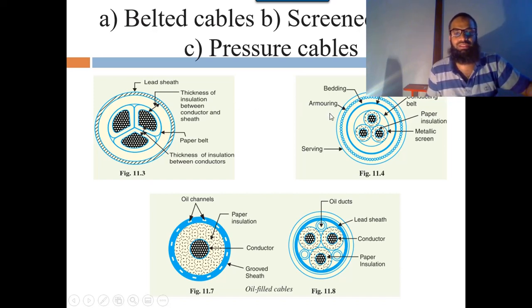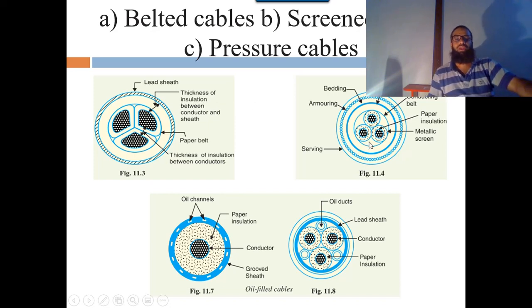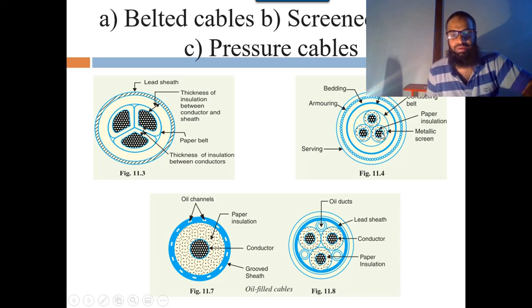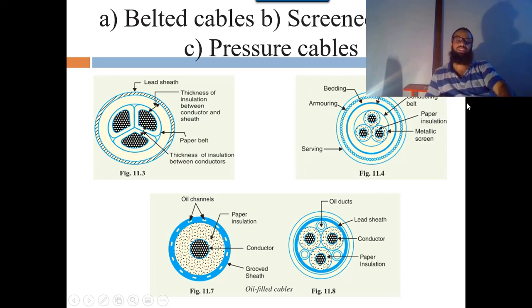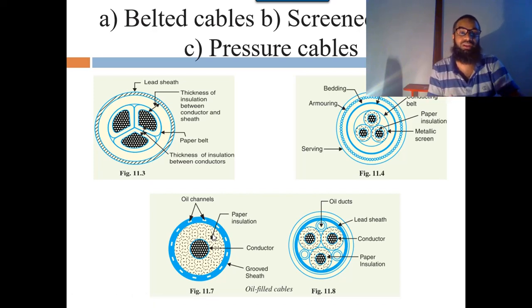While in the screened cable, the protection is quite high. In the screened cable, we have the conductor protected by a special paper insulation, and then we have a metal screen, and then these three cores are combined. After that we have other protection like lead sheath, bedding, armor, and serving. These protections are used in screened cable, while in pressure cable we use special liquid oil or liquid filled cables to protect the cable. This is a special type of structure and it is very expensive. When the voltage level is high, we use this kind of structure.